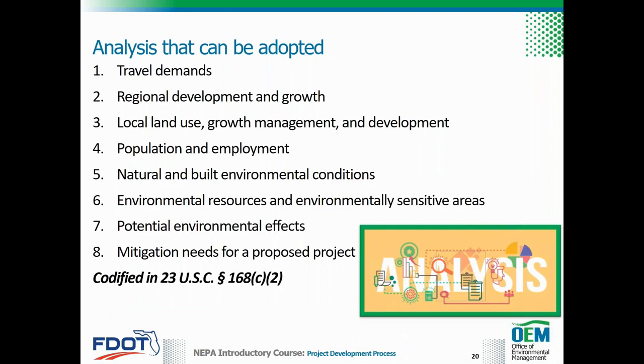Similarly, as codified in Title 23 of the United States Code, or USC, Section 168, the following planning analysis from a planning product for a transportation project may be adopted. 1. Travel demands. 2. Regional development and growth. 3. Local land use and growth management. 4. Population and employment. 5.